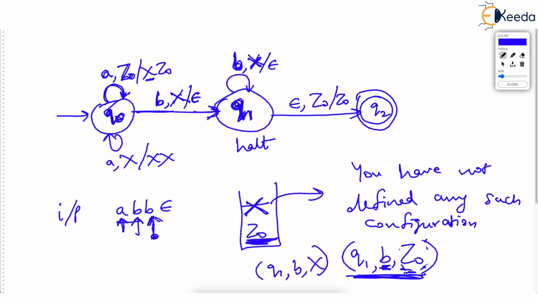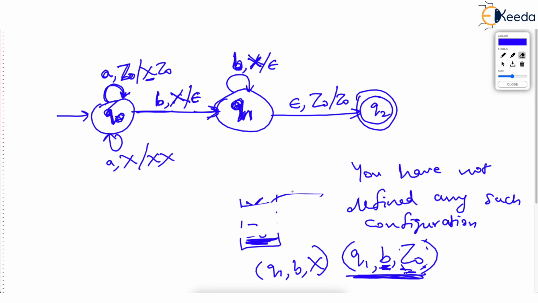That means the string will be rejected, because the machine halts in Q1 and Q1 is a non-final state. As Q1 is a non-final state, machine halts. Machine halts in a non-final state. So we'll say this input is invalid. I hope you have understood. Let's take one more run of this machine.